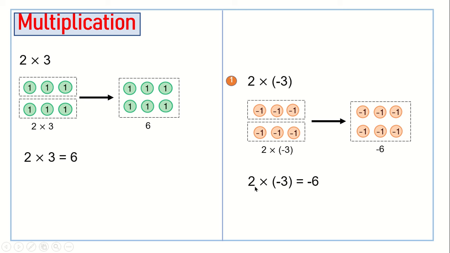Finally, it means that 2 times negative 3, we get negative 6. In short, you can see that a positive times a negative, we get a negative. That's why you see 2 times negative 3 equals negative 6.